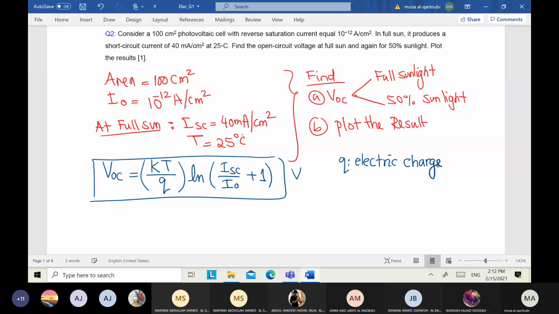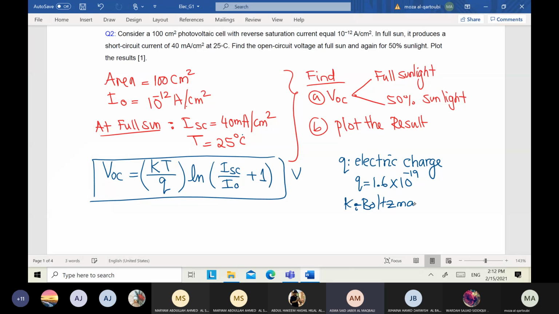This value is equal to 1.6 times 10 to the power minus 19. Yes. Then K, we need the value of K. K is also a constant. K is the Boltzmann constant.